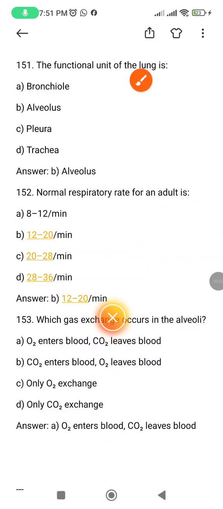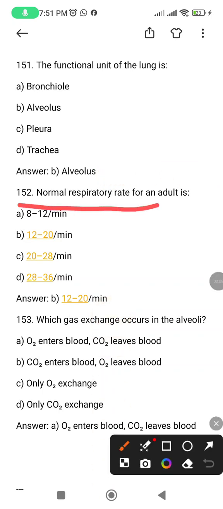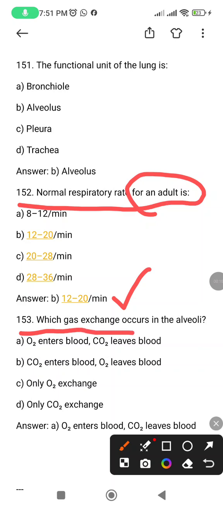The functional unit of the lung is alveolus. The normal respiratory rate for an adult is 12 to 20 per minute. Which gas exchange occurs in the alveoli? Oxygen enters blood, carbon dioxide leaves blood.